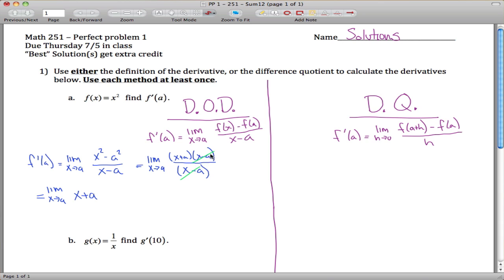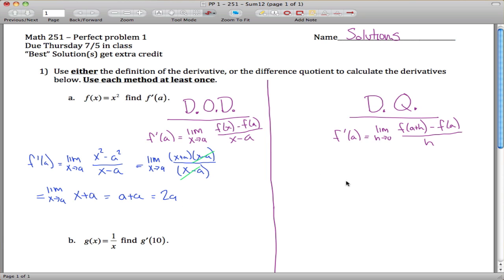Basically what we've done is we've gotten rid of the hole that appears in this function, kind of filled it in down here, but filling in that hole doesn't change the value of the limit. But what it does is it gives us a different function, a very similar function, but different, one that's continuous now that we can evaluate. The limit as x approaches a of x plus a, change all the x's into a's and get that's a plus a. A plus a is 2a, which is our derivative.